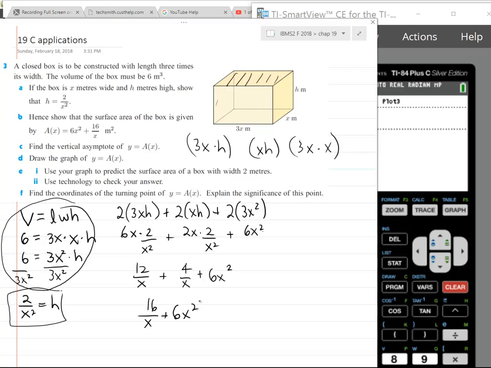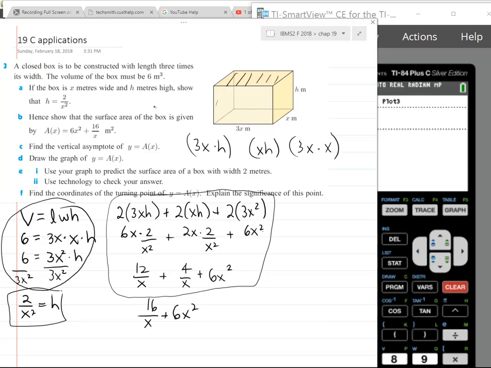So there we just showed, by doing all this math, that the surface area was what they said it was. Remember that on a test or exam question, if you can't show that, you would lose points for that question, but that doesn't mean that you can't do the rest of the question. All right, now we get to part C.